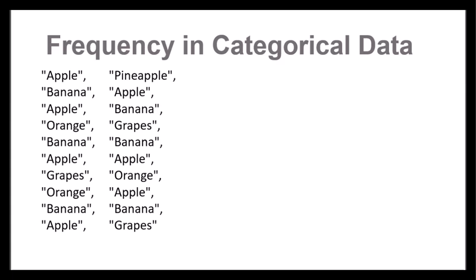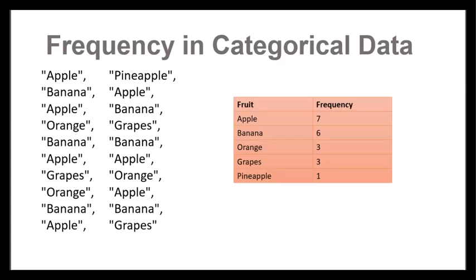For example, I have here a sort of randomly generated list of favorite fruits from different people. So we have a list here that looks like apple, banana, apple, orange, banana, apple, grapes, etc. If I count up how many people list each fruit here, I can create a frequency table. So in this case, in the table I have the different fruits in the first column, and in the second column I have their frequencies.